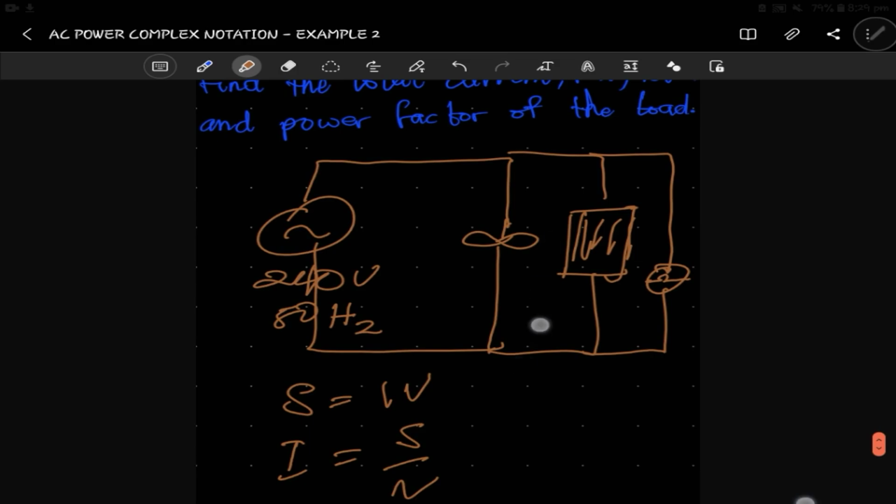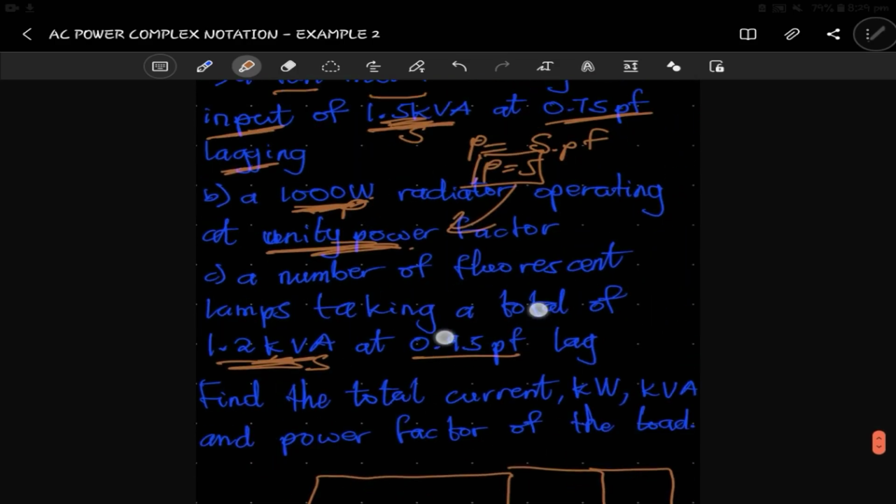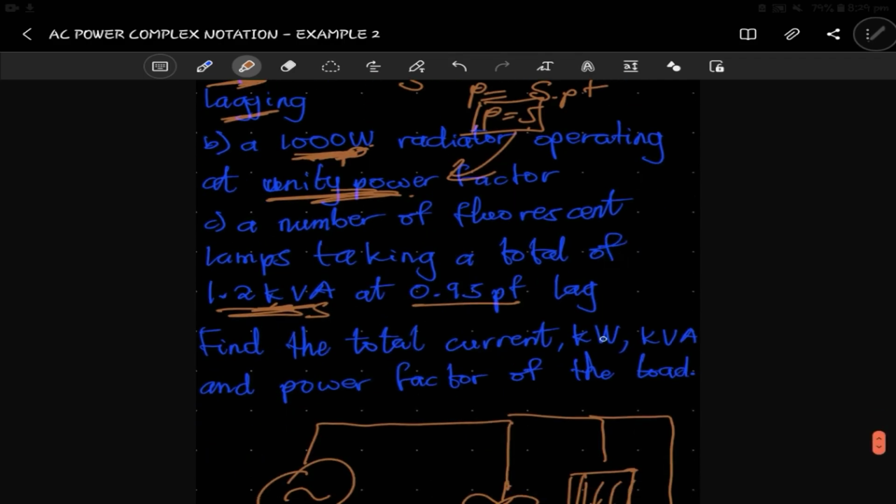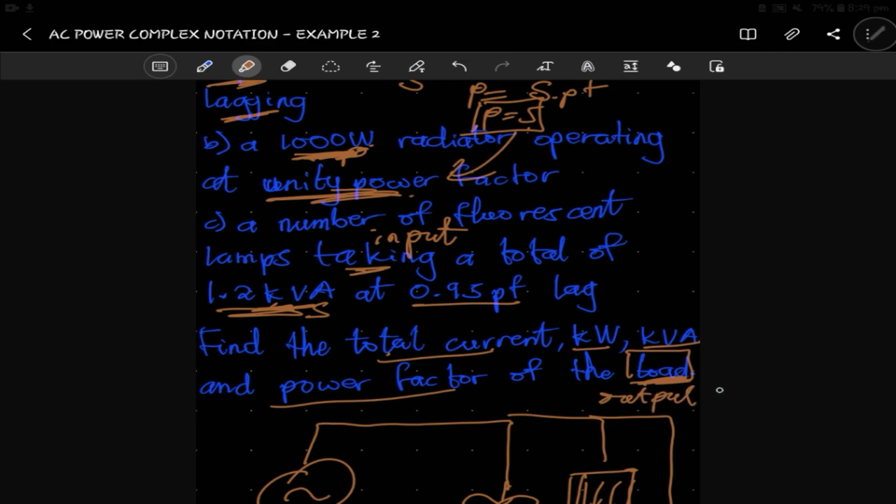Why wouldn't it work? It won't work because all these are inputs. This is the same as S, the input, and this one here is also taking, so that's an input as well. But the question says the total current, the total power, the total apparent power, and the power factor of the load. So all these things are of the load, and of the load means output. So you can't just use that one.